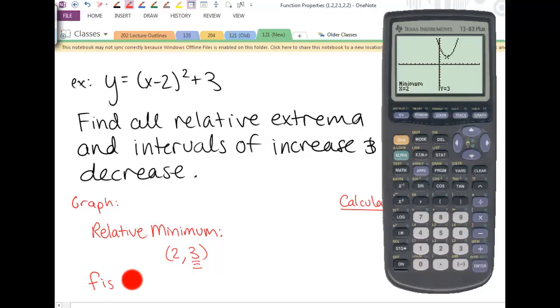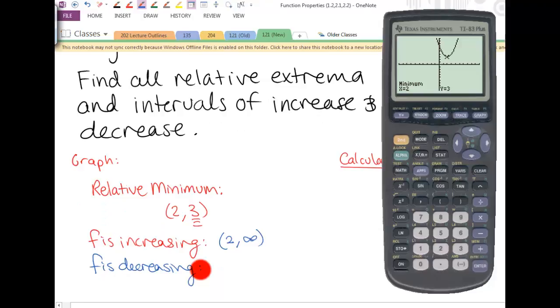So f is increasing. Remember the rule, we have to go from left to right. A lot of people look at these parabola graphs and think, oh, they're pointing up on both ends. That means it's always increasing. But we have to be going from left to right. So if I go left to right on the graph, it's actually dropping at first, and then it increases once we go past that minimum. So this is increasing from 2 on to infinity. f is then decreasing the rest of the time, so starting at negative infinity up until 2.